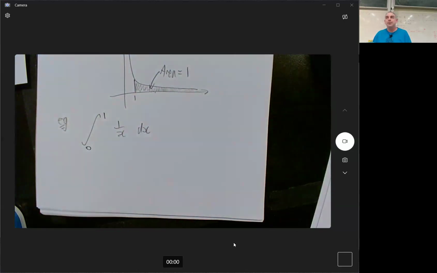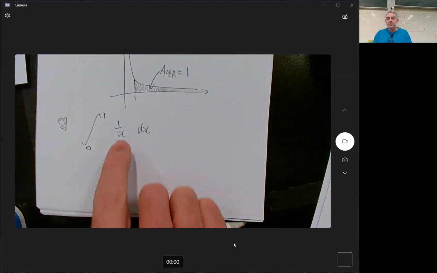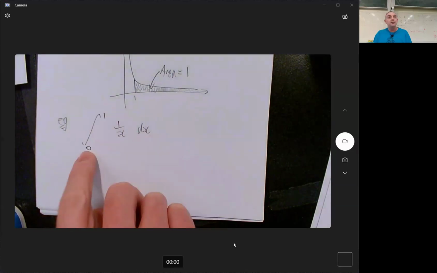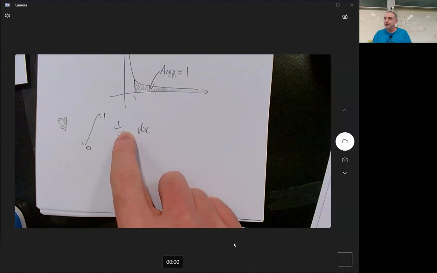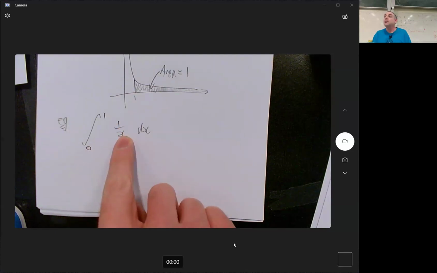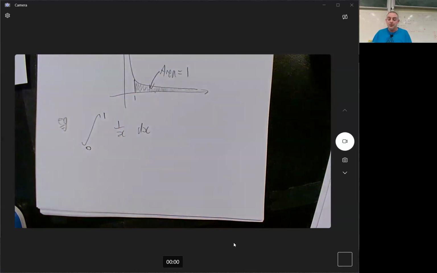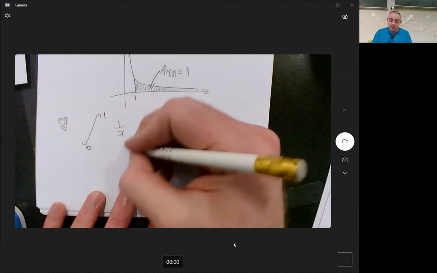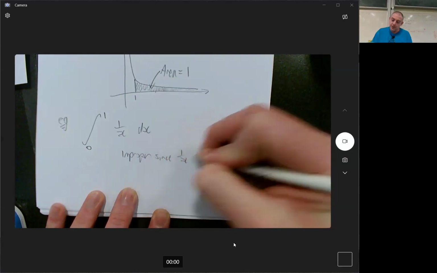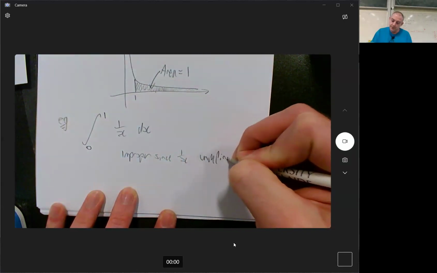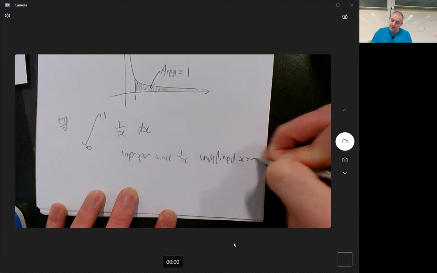So this is definitely an improper integral, not because these places aren't real places, but because, for the purposes of this function, they're not real places, because I can't put 0 into that spot on the bottom. So this is an improper integral since 1 over x is undefined for x equals 0.